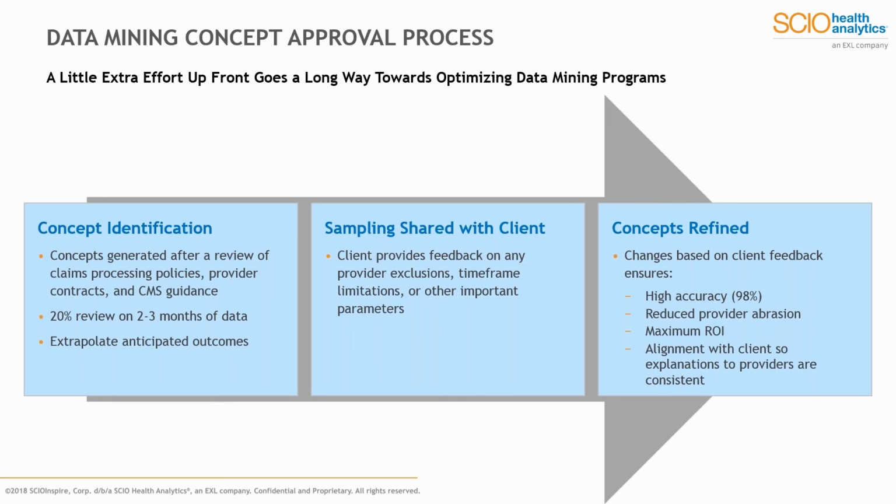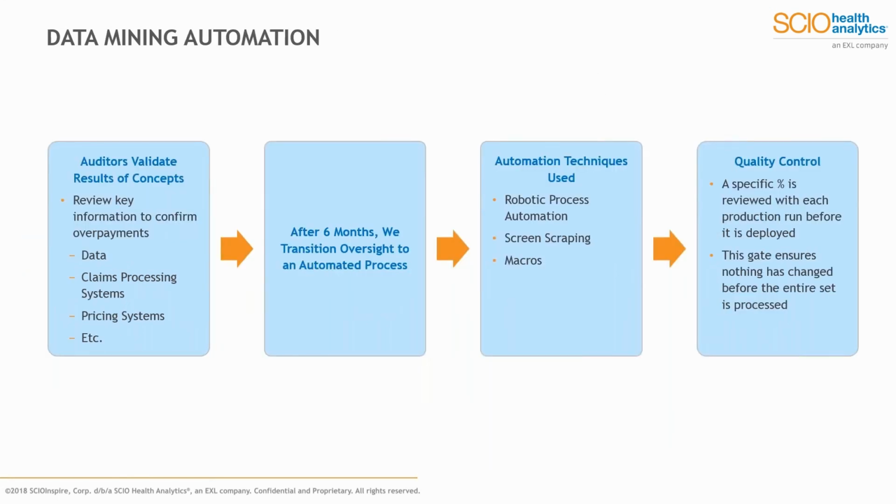After approximately 6 months, data mining can be transformed to an automated process after key components such as data, claims processing, and pricing systems within the concepts are validated. Some techniques used in the automation include robotic process, screen scraping, and macros. Each production should require a specific percentage of audits to pass quality measures. This process will ensure high quality standards and accuracy are produced.